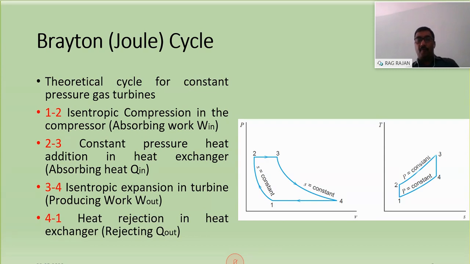Next you can see 4 to 1, which is a heat rejection process that happens in a heat exchanger, which we have seen earlier. It is rejecting Q out amount of heat.